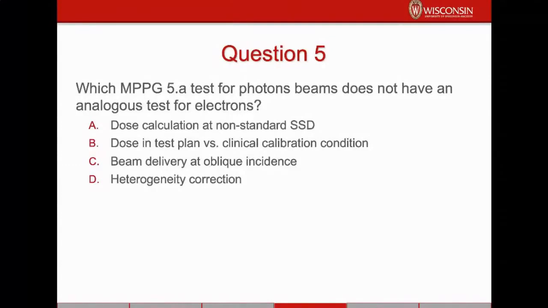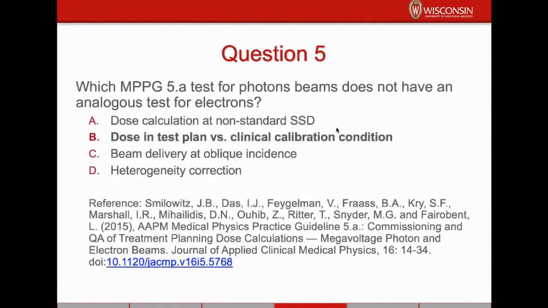I think we can go ahead and review the answer there, Dr. Jackman. Okay. The answer is B, dose in test plan versus the clinical calibration conditions. The rest of these tests, non-standard SSD, oblique incidence, and heterogeneity correction, there are tests for both electrons and photons for these tests. It just happens that for some reason, the original MPPG 5A doesn't have a calibration condition test for electrons.